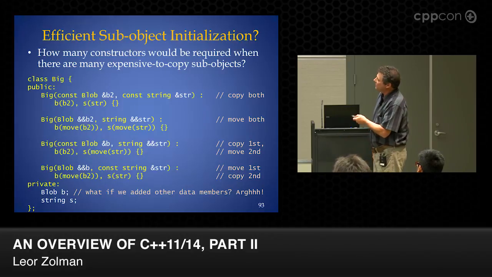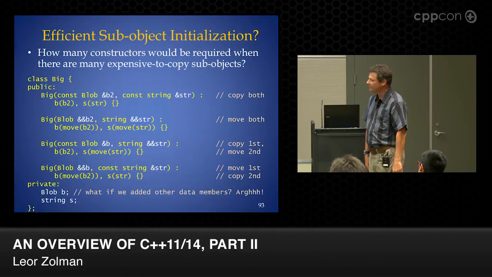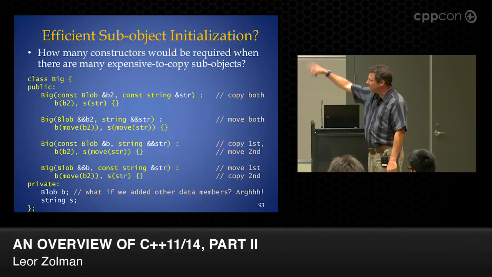So for this one, you just do a normal copy. For this one, you'd move the R value and move the other R value. For this one, you move the R value, but not the L value. For this one, you move the R value, but not the L value. What if there was a third one? How many functions do you need to cover all the bases? 8. For a fourth one, you're up to 16. Does not scale well.